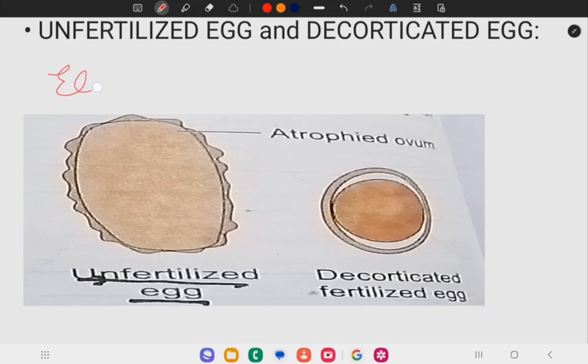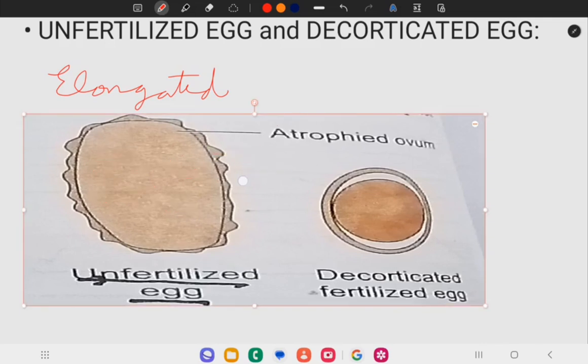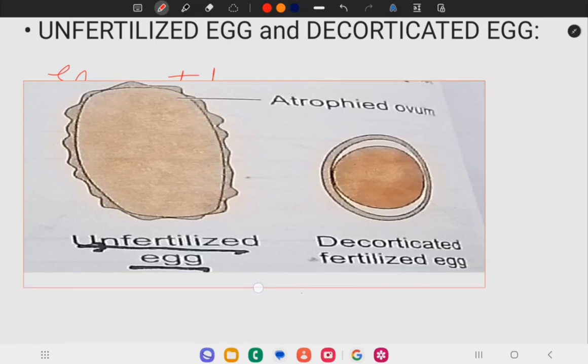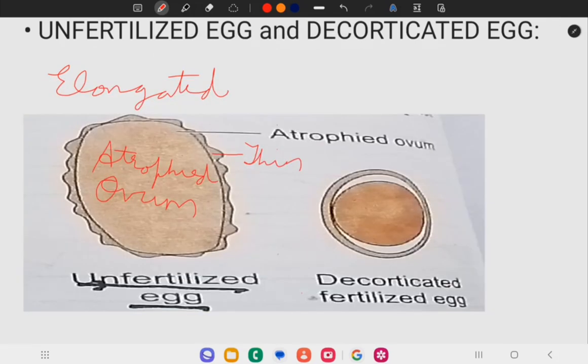Unfertilized egg is elongated in shape and it has an atrophied ovum. It is surrounded by a thin albuminous coat. Fertilized egg is surrounded by a thick mammillated albuminous coat, while unfertilized egg is surrounded by a thin albuminous coat. And there is no crescentic space in unfertilized egg.